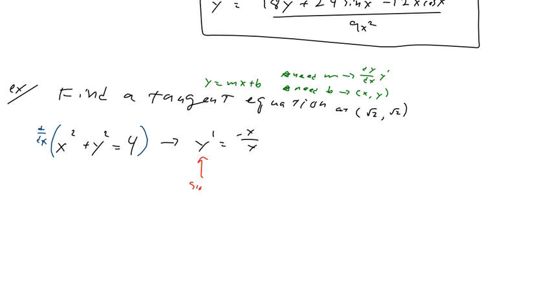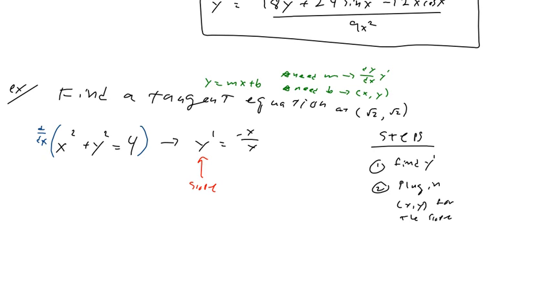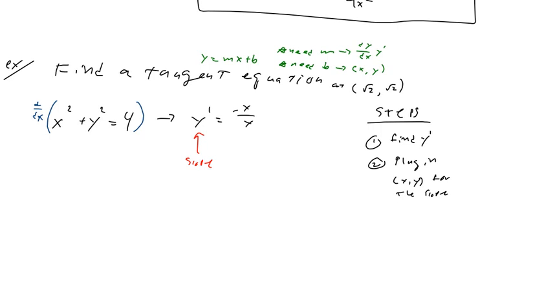And so you can think of the steps of this process. Let me write down the steps here. Finding a tangent line: 1, find y prime. 2, plug in x, y for the slope. 3, use y equals mx plus b and plug in x, y for b.